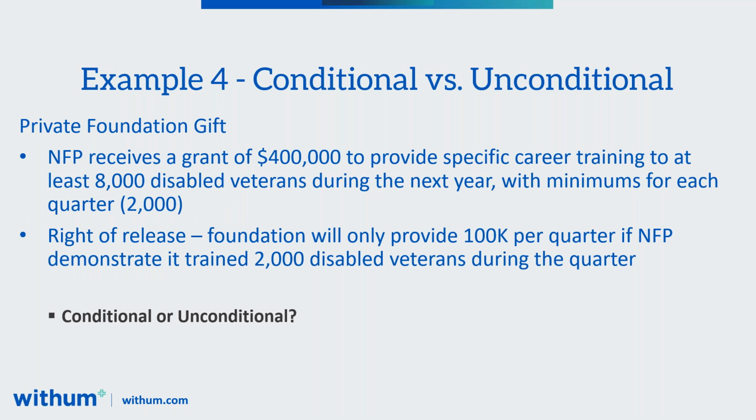Example 4, conditional versus unconditional contribution. So we have a private foundation gift. A not-for-profit receives a grant of $400,000 to provide specific career training to at least 8,000 disabled veterans during the next year, with minimums for each quarter of 2,000 per quarter. There's a right of release. The foundation will only provide $100,000 per quarter if the not-for-profit demonstrated it trained the 2,000 disabled veterans during the quarter. Is this conditional or unconditional?